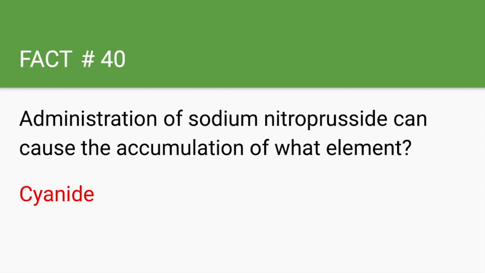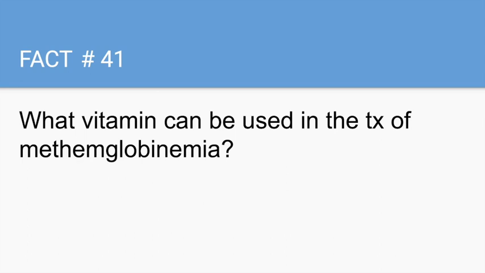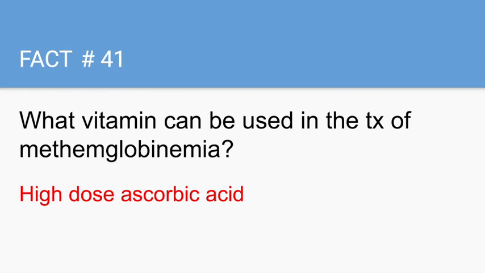What vitamin can be used in the treatment of methemoglobinemia? High dose ascorbic acid. So basically, to manage this condition, you need to discontinue any medication or drug that could be causing it. And also, you need to give methylene blue. However, it's high yield that you remember that methylene blue is contraindicated in cases such as G6PD deficiency. Basically, methylene blue acts to reduce methemoglobin to hemoglobin, and vitamin C is also a reducing agent.